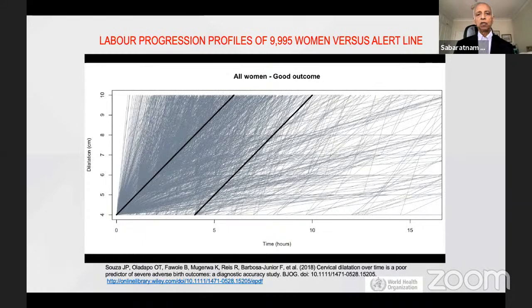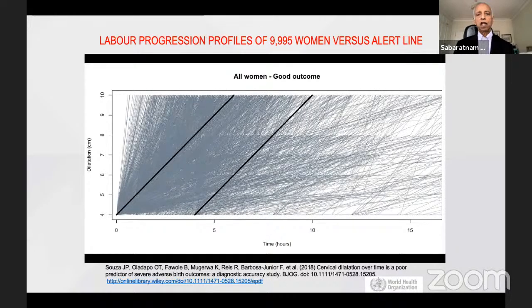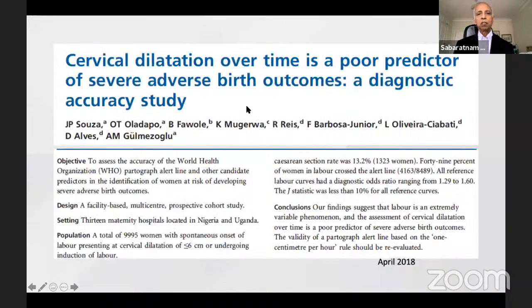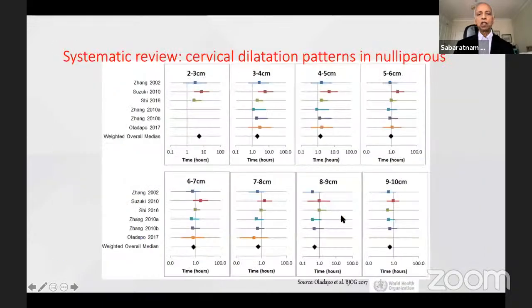Now, in the next slide, I'm going to superimpose those who had poor outcome against those with good outcome. Those lines will appear as red lines, and these are the ones who had bad outcome. If you had poor perinatal outcome, not only those who had slow labor, but those who had quick labor also had poor perinatal outcome. So in other words, the cervical dilatation pattern is a poor predictor of severe adverse birth outcome. This was the BOLD study conclusion from the WHO. They concluded our findings suggest that labor is an extremely variable phenomenon. Assessment of dilatation over time is a poor predictor of severe adverse birth outcome. The validity of the partogram alert line based on 1 centimeter per hour should be reevaluated. That was published in 2018.